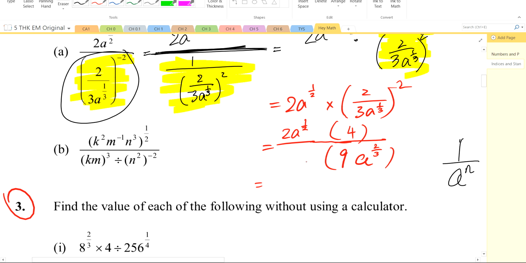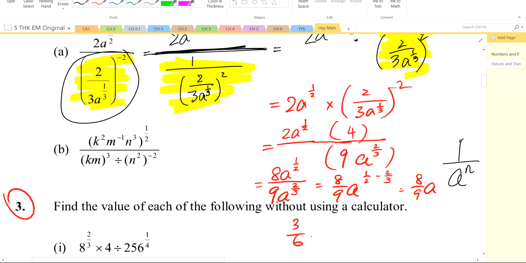Okay, so this becomes 8a power half divided by 9a power 2 over 3. 8 over 9, a power half minus 2 over 3, which is 8 over 9, a to the power half minus 2 over 3 is? 3 over 6 minus 4 over 6, negative 1 over 6.